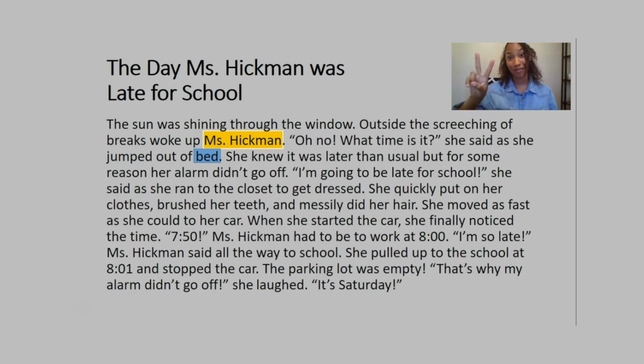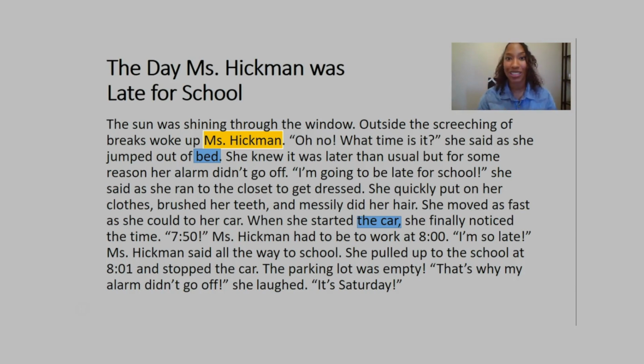Does Miss Hickman stay in her bed the entire story? Yes or no? 1 for yes, 2 for no. Does Miss Hickman stay in her bed the entire story? I should see some 2s out there. No, she does not. Her setting changes. So after she gets out of bed, where is the next place that she goes? Her car. So now we have moved the setting to the car.